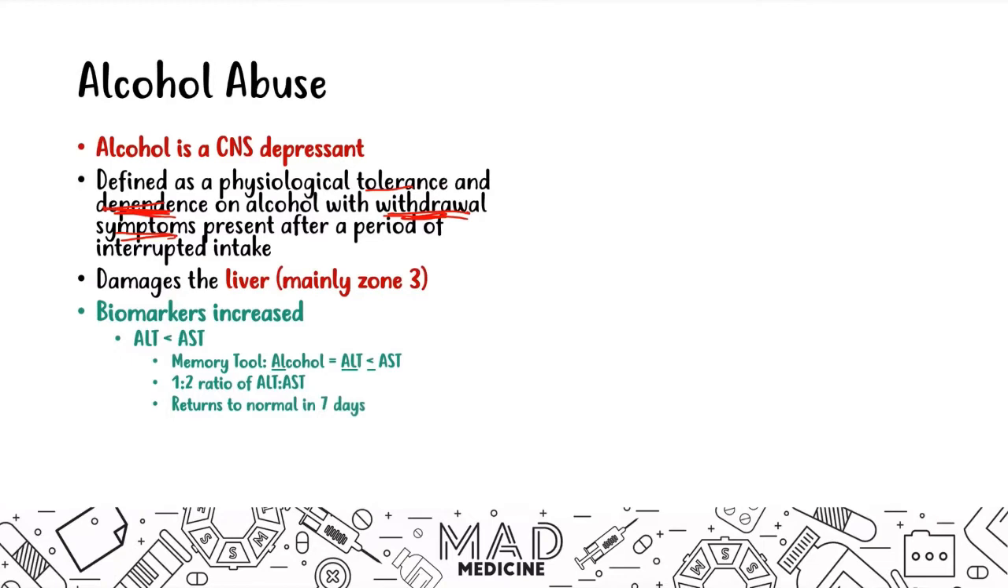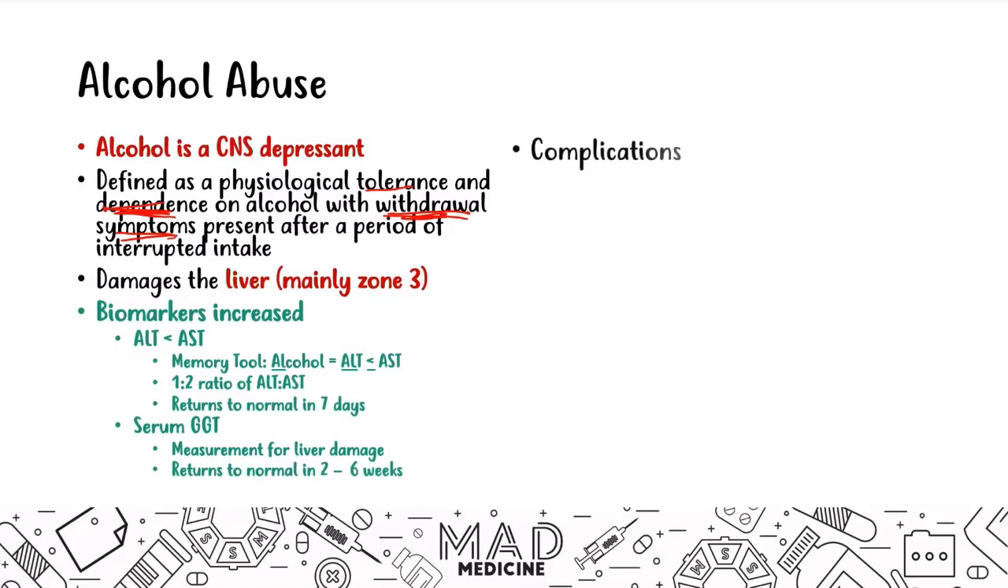So what's a longitudinal way of checking for alcohol abuse? Well, that's going to be serum GGT, serum gamma glutamyl transferase. This is a measurement for liver damage that is used in a long-term fashion, because normally it returns back to normal in 2 to 6 weeks. So after 1 week, you want to measure serum GGT instead of AST and ALT.